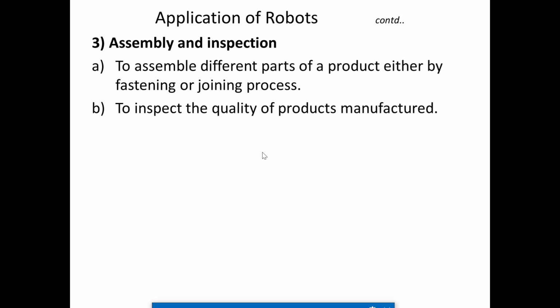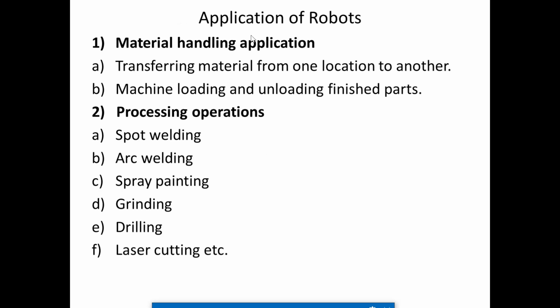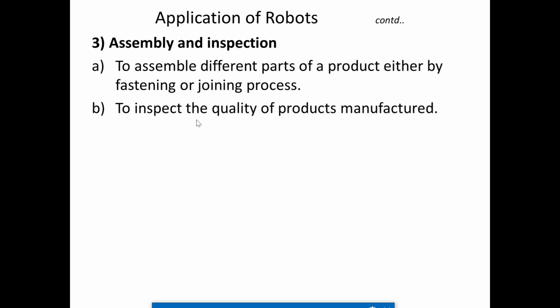And to inspect the quality of the products manufactured. If you manufacture a product, the quality of that product can be tested by robots. So these are the various applications of robots. This is very important. This question can be asked in the exam. The applications of robots are material handling application, processing operations, and assembly and inspection. You need to explain them in detail.